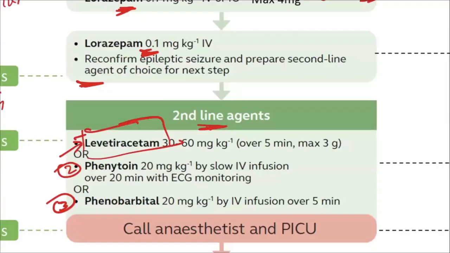Why is it the preferred one? The side effects are least. You can give it much more rapidly compared to phenytoin and phenobarbital. For that reason, we give levetiracetam as a preferred drug.